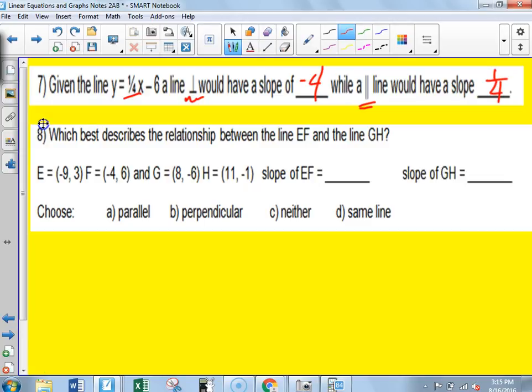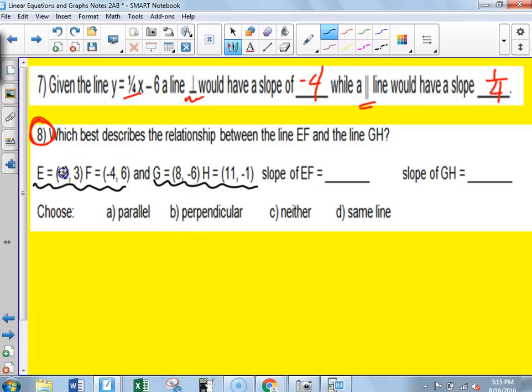All right, number 8, there is a test question or a summative question on this that looks like this, and I'm not sure I gave you a hint on the summative. It says, which best describes the relationship between EF and GH? I guess if it's multiple choice, you got a 1 in 4 shot, right? But if you want to know how to do it, how can you find the relationship between these two lines? You would need to do what first?